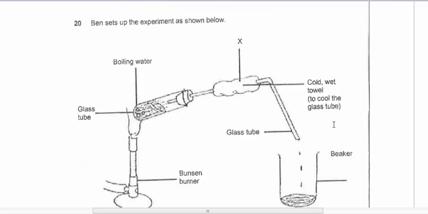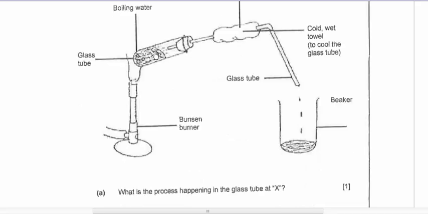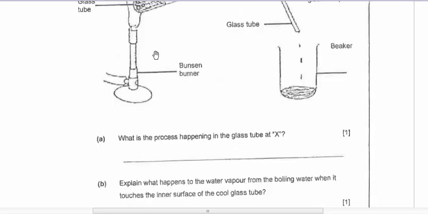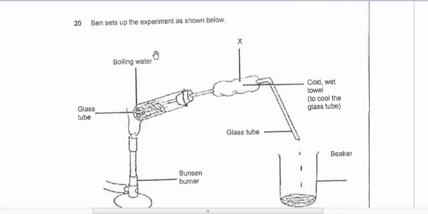Okay? Now question 20. So Ben set up the experiment as shown below. Okay, so what's happening is there's a Bunsen burner, there's boiling water, then there's this glass tube. Alright, there's this X with cold, wet towel. Basically, it tells you to cool the glass tubes, and then you see water droplets down. Okay, so what is the process that's happening in the glass tube at X?